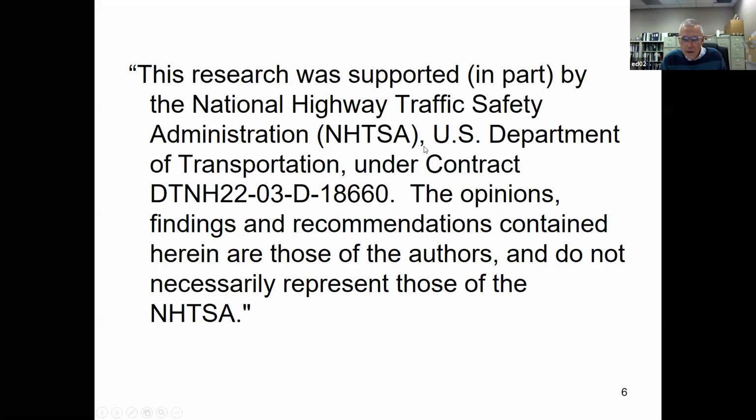Most of this work was funded by the National Highway Traffic Safety Administration, NHTSA, and this has all been published on the NHTSA website. However, I have to say that the opinions, findings, and recommendations contained herein are those of the authors and do not necessarily represent those of NHTSA.